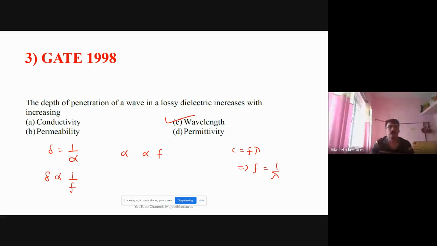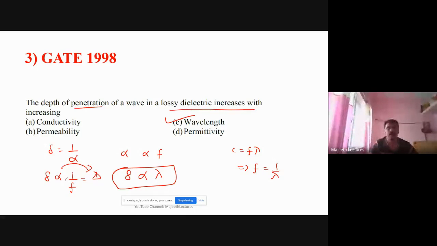They ask conductivity, permittivity, and permeability, so wavelength only. So I have to write del in terms of wavelength. So del is inversely proportional to f, that is inversely proportional to 1 by lambda. So it will be lambda. So the depth of penetration is directly proportional to lambda. Del is directly proportional to lambda. So skin depth of a wave in a lossy dielectric increases with the increase in wavelength. So option C is the right answer.